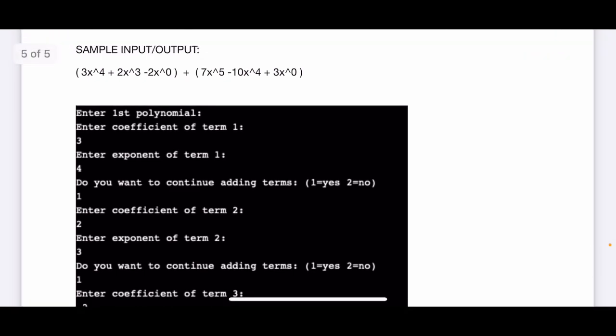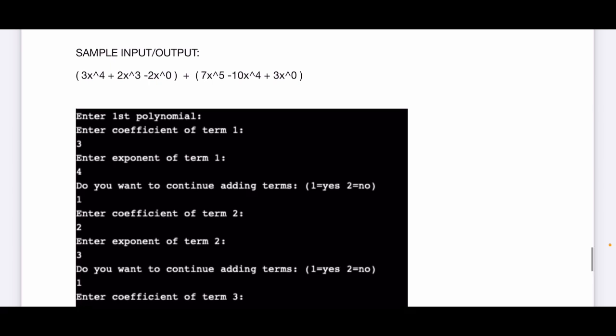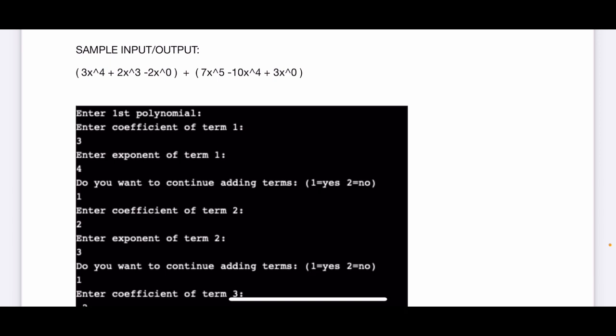Here in my sample input and output, I have taken two polynomials: 3x to the power of 4 plus 2x cubed minus 2x to the power of 0, that's the first polynomial, plus 7x to the power of 5 minus 10x to the power of 4 plus 3x to the power of 0. As you can see from this equation, you would already have figured out the calculation in your minds. Now let's see if it's correct.